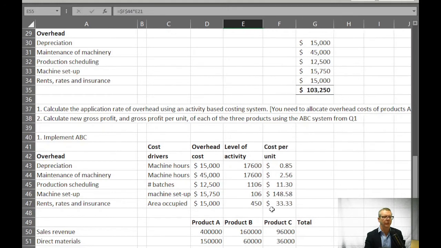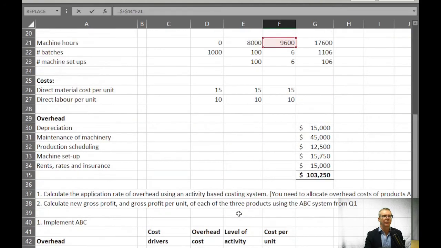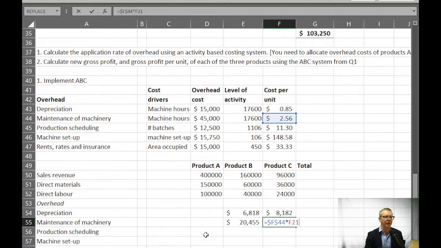Of course, Excel never likes us doing that. We always get this the wrong way. And we'll do the same thing for product C. So for product C, we can see again, I've got the cost per unit of activity times the number of hours, which is the activity.